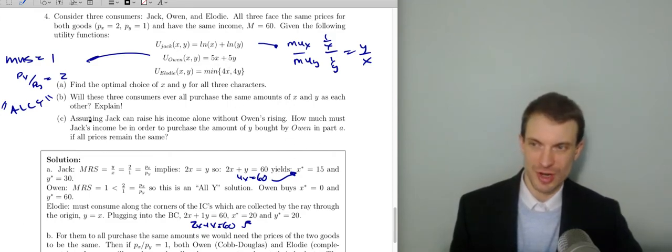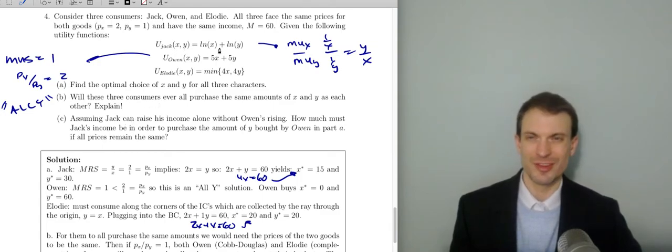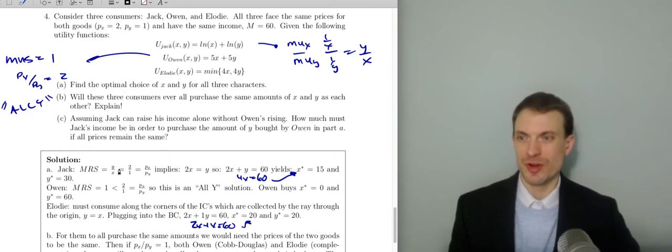Oh, this is just like the constant share of income thing. This is because Jack has Cobb Douglas utility. You're like, wait a second, that doesn't look like Cobb Douglas utility. No, it is. This right here is the natural log transform of Cobb Douglas utility, where the utility is just x times y. Take the natural log of x times y, ln x plus ln y. Okay, so find the optimal choice for all three characters.